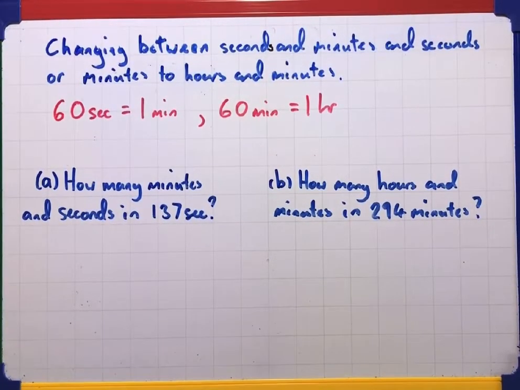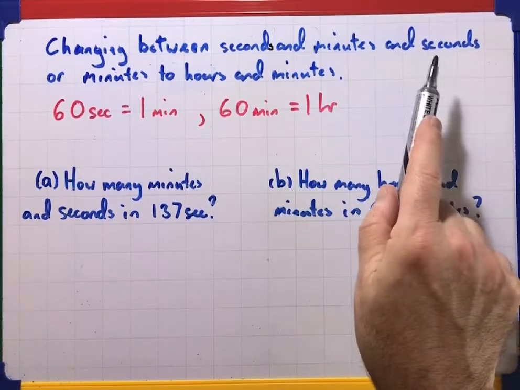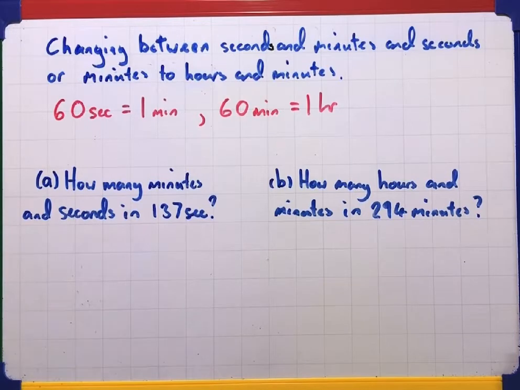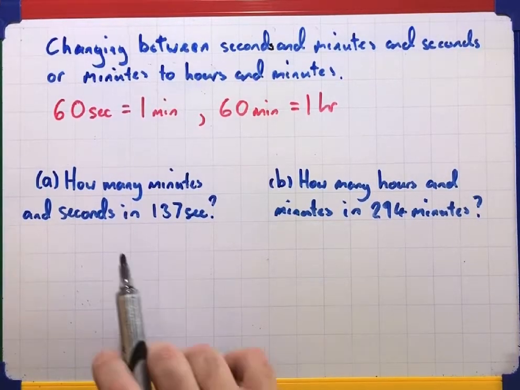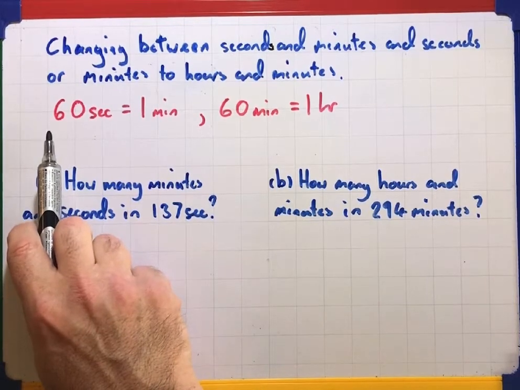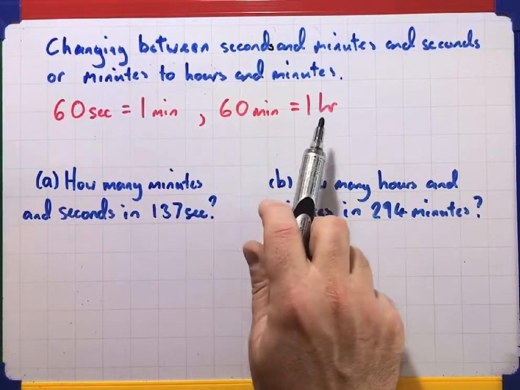In this video, we're going to have a look at changing between seconds and minutes, or minutes to hours and minutes. Okay. That's the first thing we need to remember. I'm sure you know already, but 60 seconds is 1 minute and 60 minutes are 1 hour.